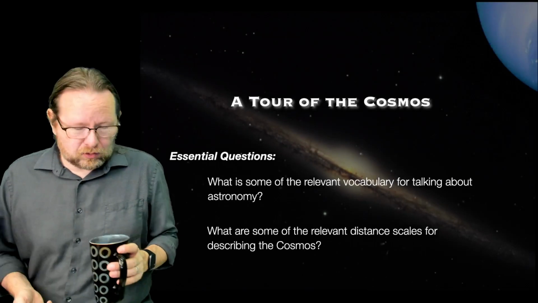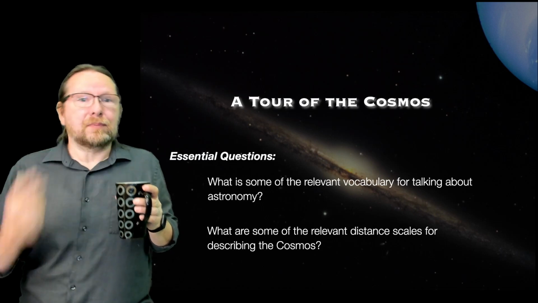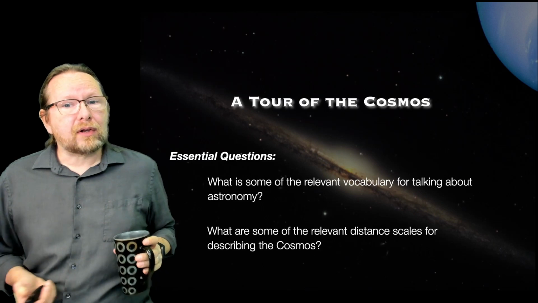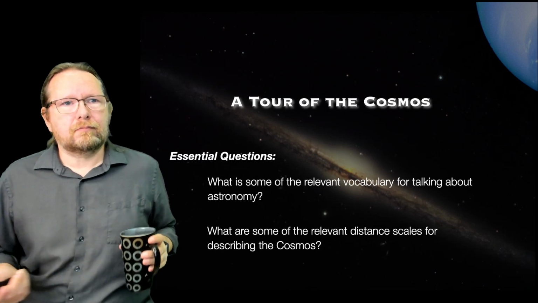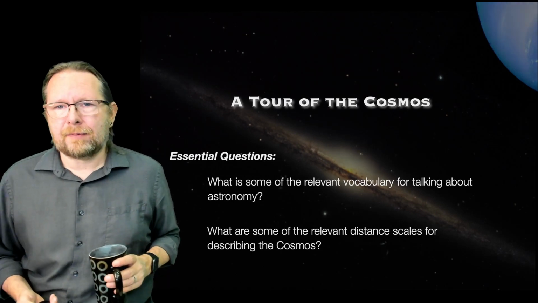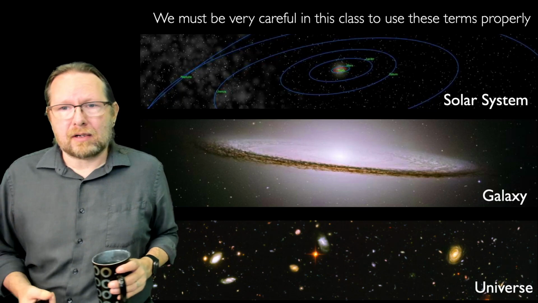What are the main questions we want to talk about today? First, the relevant vocabulary for talking about astronomy, and then second, the relevant distance scales in modern contemporary astronomy. How big is stuff, how far away is stuff, etc. In order to do that, we're going to need to understand some units of measurement and things like that.